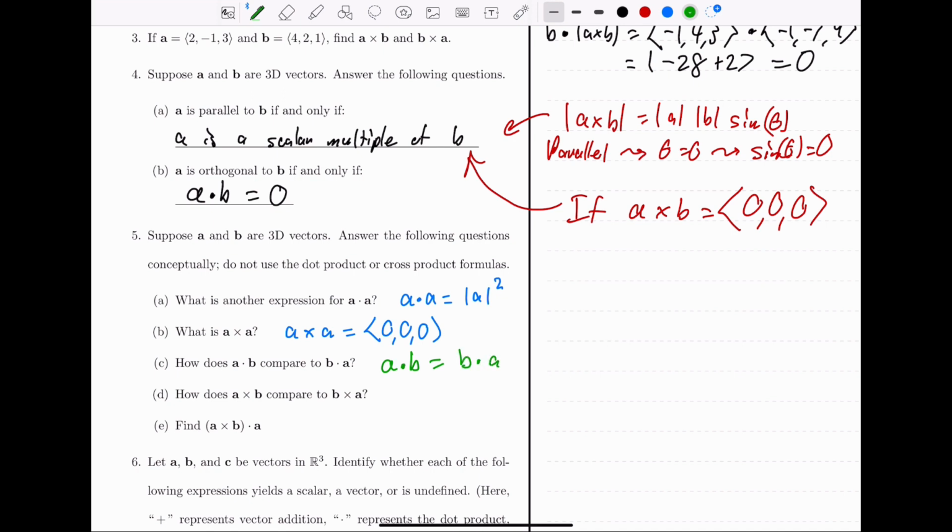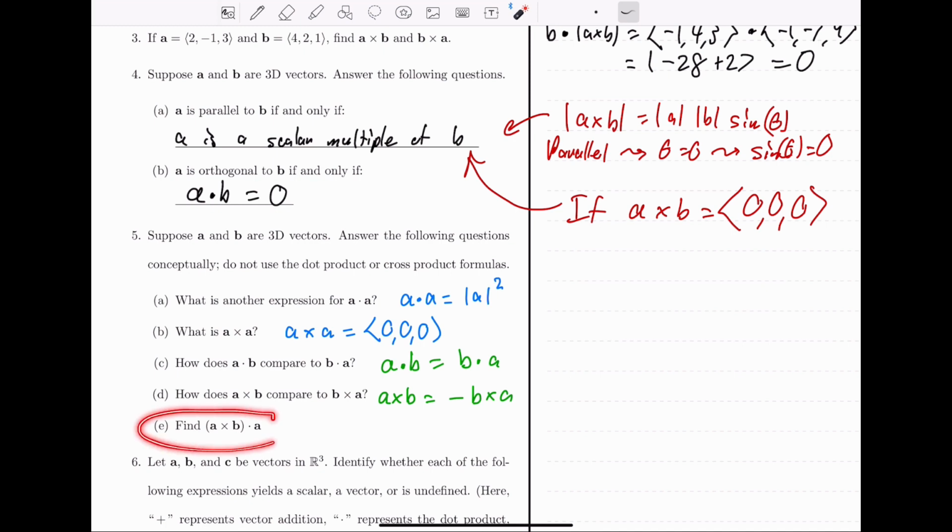How about the cross product? In the cross product, you get something different because of the right-hand rule. A cross b equals negative b cross a, as we've seen in a few examples. So you can switch the order of the dot product, you get the same thing. If you switch the order of the cross product, you get negative the vector of the cross product.